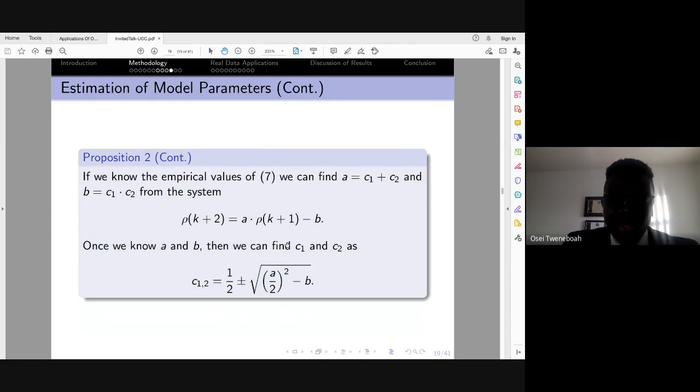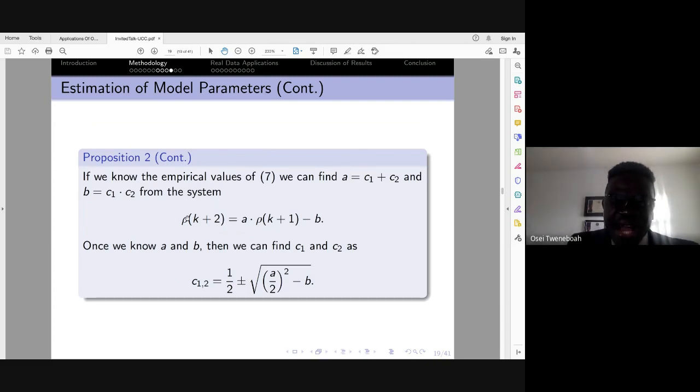this equation here. The interesting thing is that for each operator that we define, we shift it by 1. After you perform all the shifting, you get rho k plus 2 equals A rho k plus 1 minus B rho k, where A is defined to be C1 plus C2, and B is defined to be C1 times C2. So here we are looking at the product.